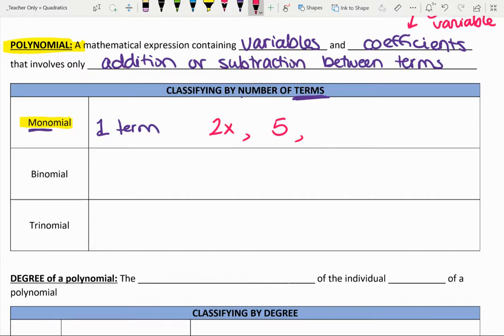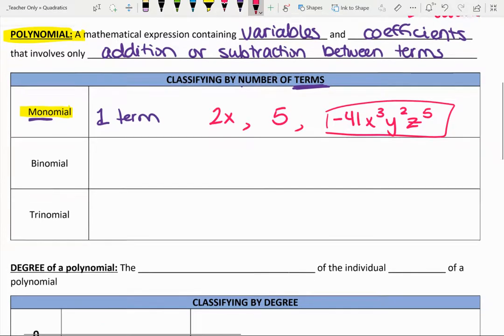A monomial could be even as complex as something like negative 41 x to the third y squared z to the fifth. Even though there's a lot of different variables and exponents and a coefficient in there, the fact that we're not adding or subtracting anything else means that this is all just one single term. It's all one term.